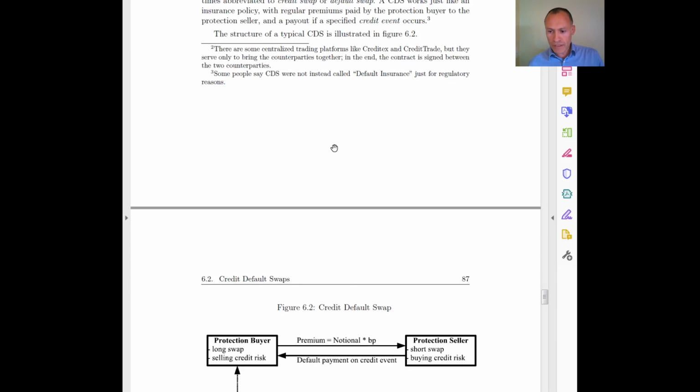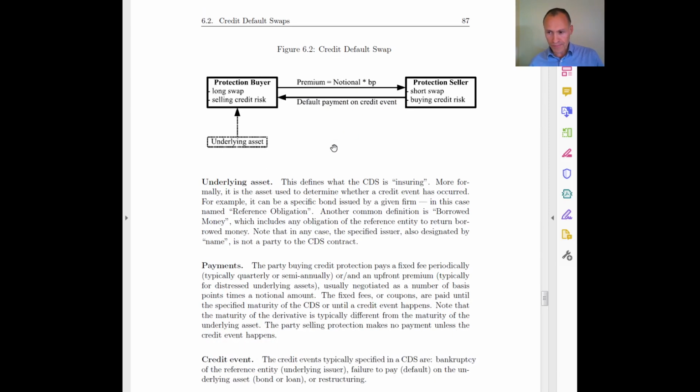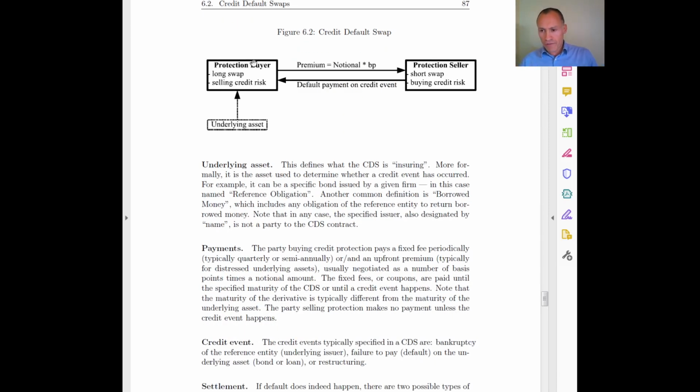So it works like you see here in this scheme. You have two counterparties, the protection buyer and the protection seller. The protection buyer, you also call long swap or selling credit risk, and the protection seller, you call short swap or buying credit risk. So think of the protection seller like the insurance company, and this one here is, for example, a bank that wants to buy protection on some underlying asset.